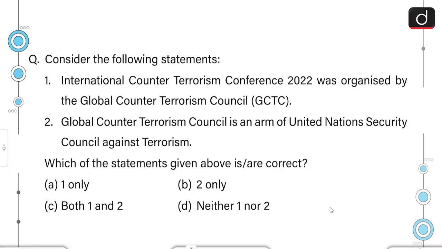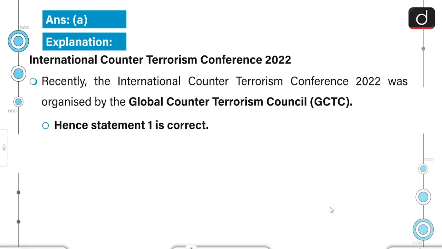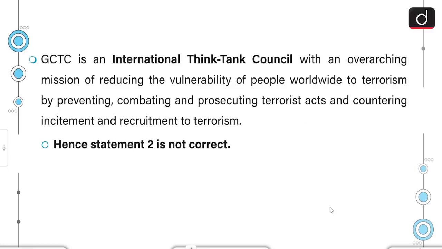Consider the following statements. International Counter-Terrorism Conference 2022 was organized by the Global Counter-Terrorism Council. Global Counter-Terrorism Council is an arm of the United Nations Security Council against terrorism. As you have to select the correct statement, option 1, that is option A, is going to be the correct answer. Recently, the International Counter-Terrorism Conference was organized by the Global Counter-Terrorism Council.